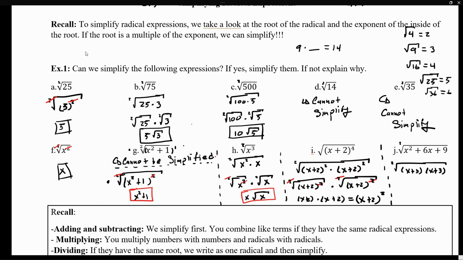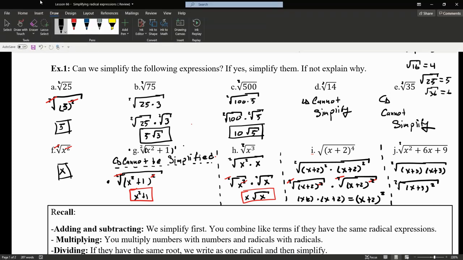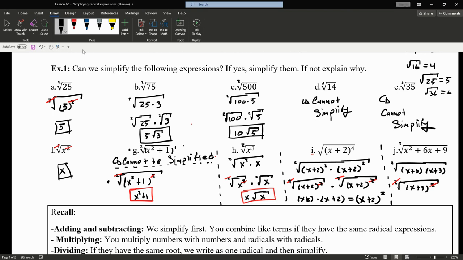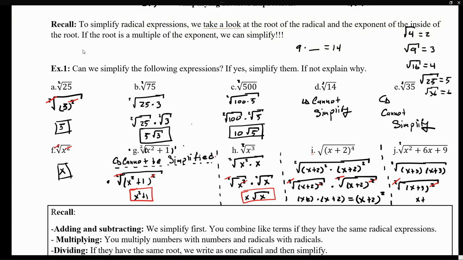But what's the benefit of writing this? Because now notice that x squared plus 6x plus 9 is x plus 3 written 2 times. So that's just equivalent to writing it as x plus 3 all to the second. And I notice that the root matches the exponent. And when that's the case, they will cancel out. So now we just have x plus 3.